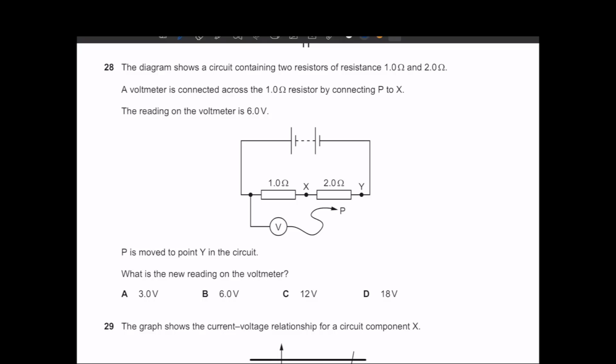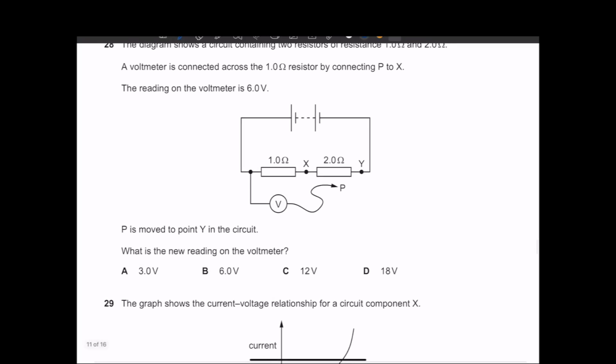28. The diagram shows a circuit containing two resistors of resistance 1 and 2 ohms. A voltmeter is connected across the 1 ohm resistor by connecting P to X. The reading on the voltmeter is 6 volts. Fine. P is moved to point Y in the circuit. What is the new reading on the voltmeter?